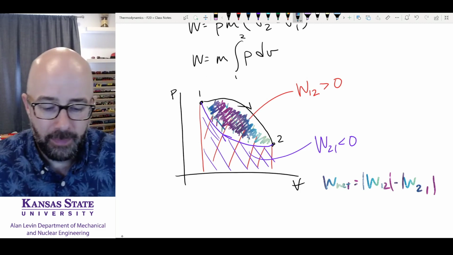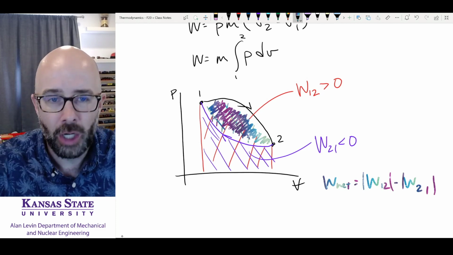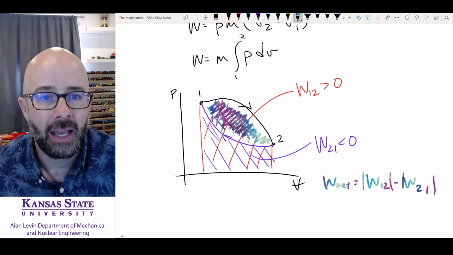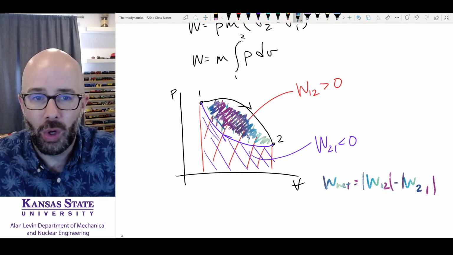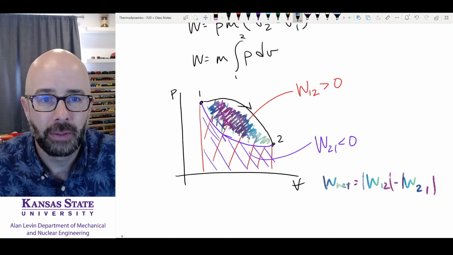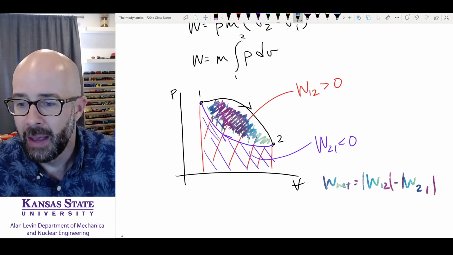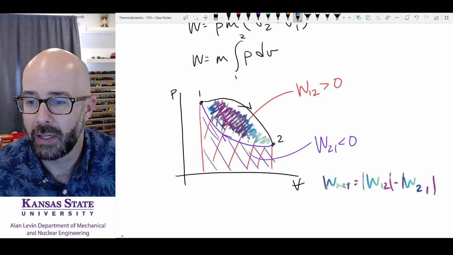We are going to continue talking about work in our next lecture, where we'll discuss methods of work, including the integral of PdV, the boundary work. But until then, I hope you have a good rest of your day, and we'll see you in class when you get a chance.